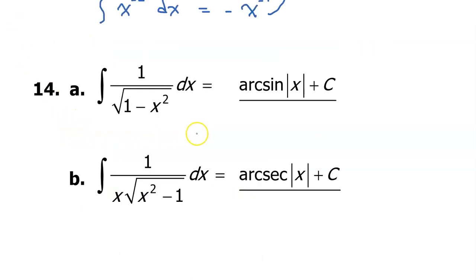This is like playing a little game. Look at number 14, part A and B. Can you figure out which one of these is wrong? Like what's wrong with this picture? Look at it for a few seconds. So obviously in part A, we have arcsine. So this should be the arcsine formula over here on the left. Is it? And for part B, I see arcsecant, and this should be the arcsecant formula. So does this match the formula, or which one of these is a little bit wrong?